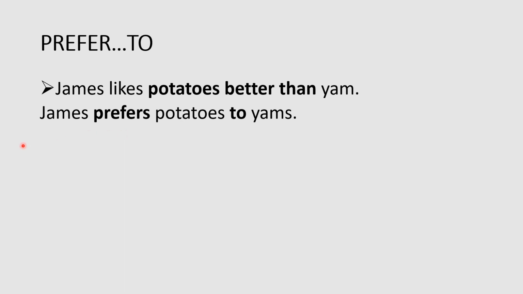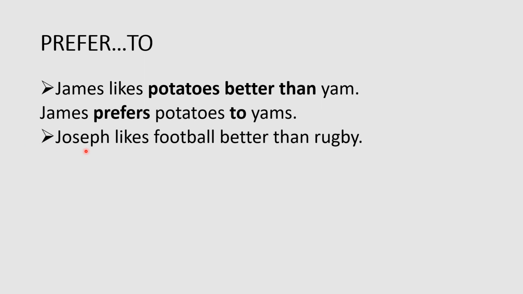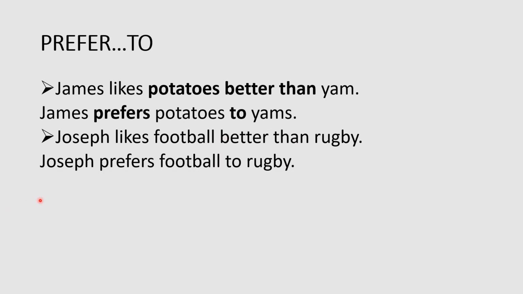Okay, let's take a look at another example. Joseph likes football better than rugby. So likes will become prefers, and better than will become to. Like so: Joseph prefers football to rugby. Likes has become prefers, better than has become to.